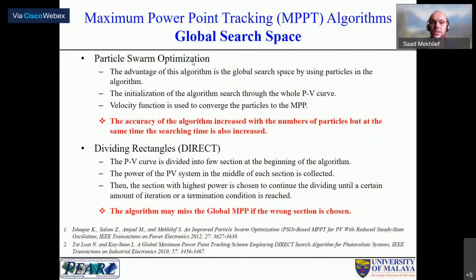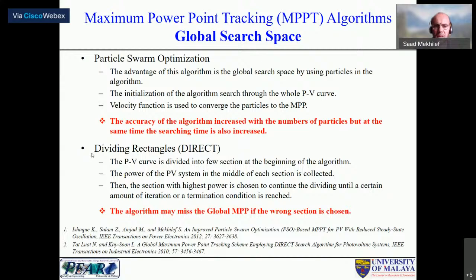For the global search, we have the PSO, which is used quite commonly recently. The advantage of this method is using the particles, as you know, for those using PSO. The accuracy of the algorithm increases with the number of particles, but we have to limit the number of particles to increase the speed. At the same time, searching may take time. So we have to balance between the number of particles and the accuracy.